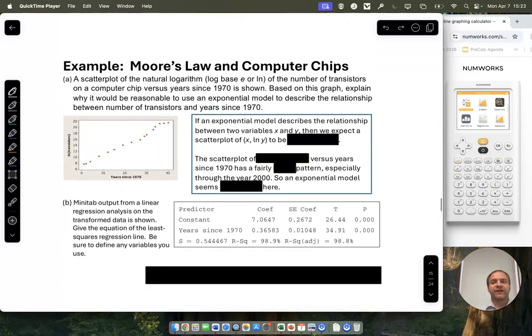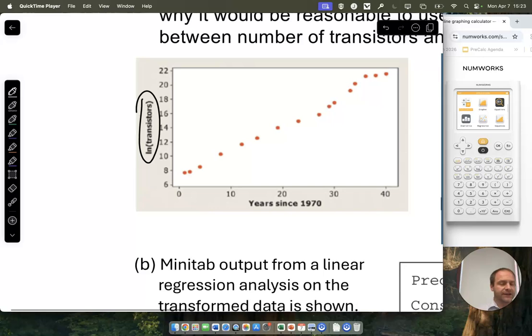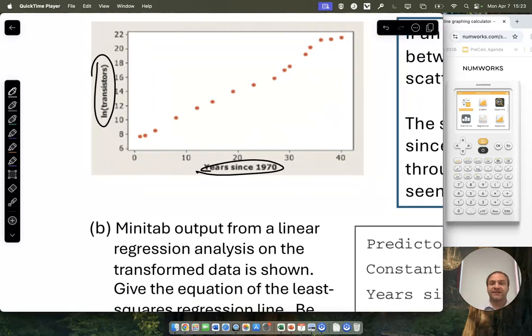And so we are going to transform it, and what we're going to do is use the natural logarithm, log base e or ln, of the number of transistors. So in other words, we are going to take the ln of y. Y is the number of transistors, and you can see that on the y-axis here. You're looking at the natural log of the transistors on the y, the years since 1970 on the x. So that is my explanatory, years since 1970. My response is no longer transistors. My response is natural log of transistors.